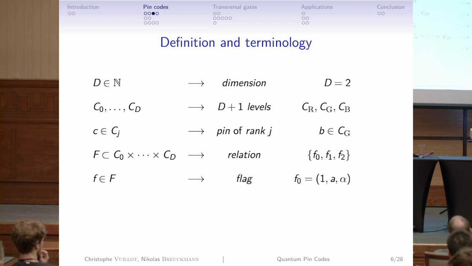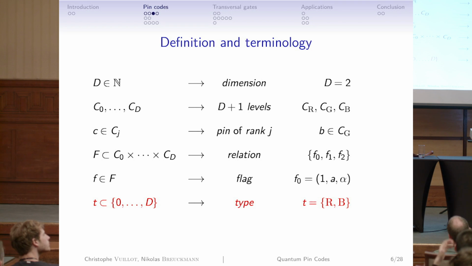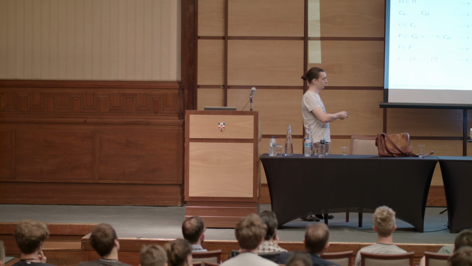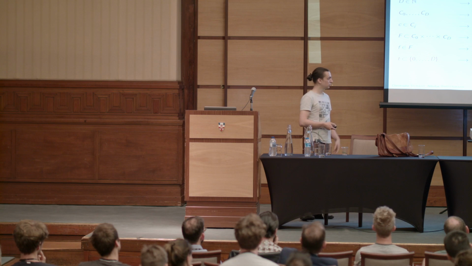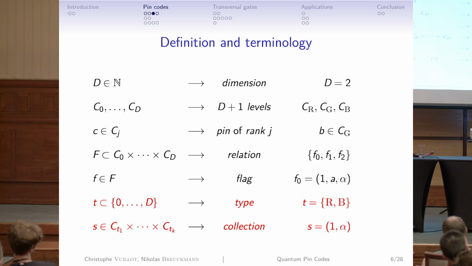Okay, so now I'm going to define 2 more structures. So the first one is what I'm going to call a type. It's just a selection of a subset of the different levels of pins. For example, I can say, oh, I'm only going to consider red and blue. So this is the type red and blue. And given a type, I can construct what I call a collection of pins. It's just some pins coming from the levels selected by the type. So for example, if I choose the type red and blue, then I could choose the pin 1 and alpha in the previous example.